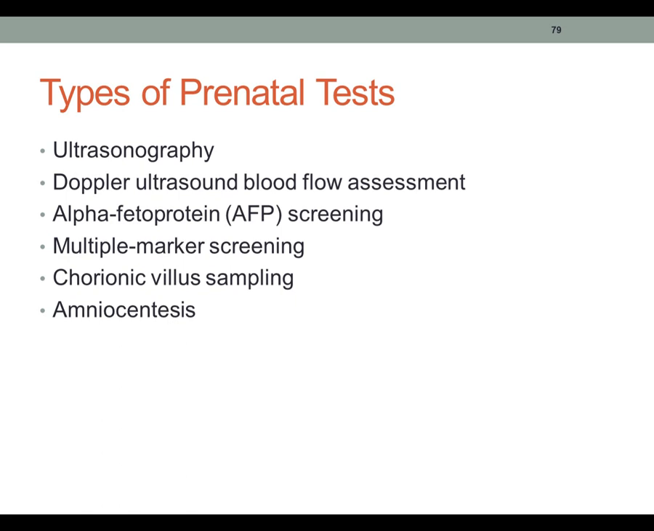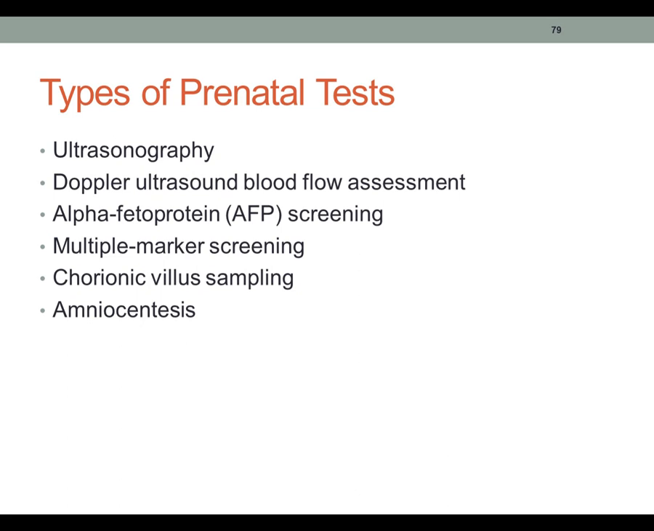We do an alpha fetoprotein or AFP screening, which helps to determine fetal age. We do multiple marker screening, which screens for chromosomal anomalies. We have the chorionic villus sampling, and you remember the villi that are on this conceptus that are trying to attach to the decidua, and it can help detect chromosomal, metabolic, or DNA anomalies.